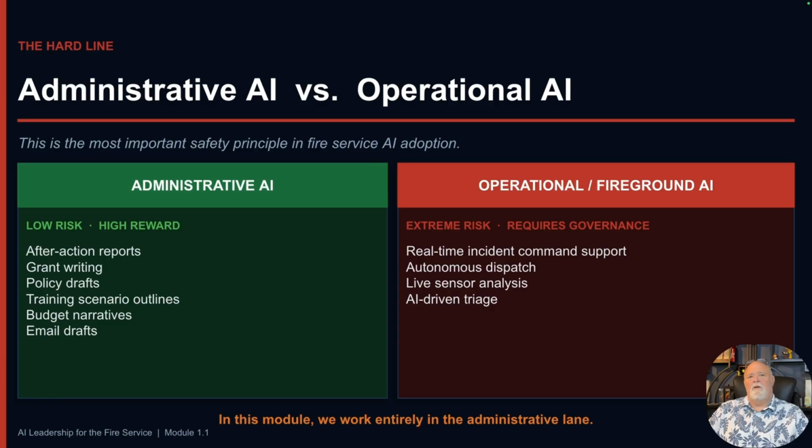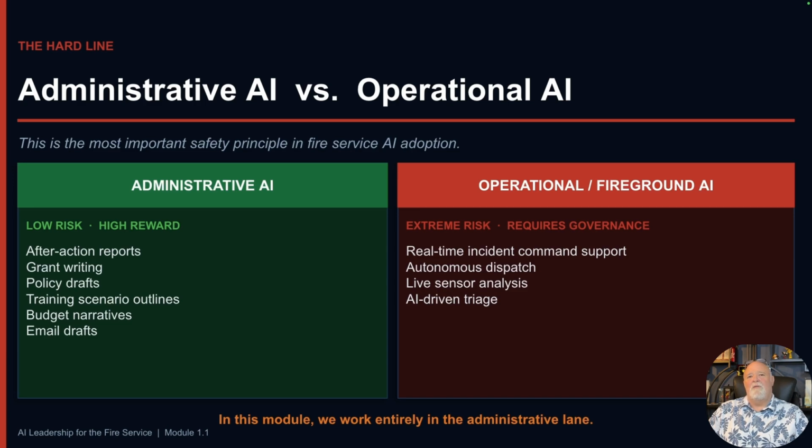Administrative AI covers the stuff you're thinking about when you hear AI for the fire service. After action reports, grant writing, policy drafts, training outlines, budget narratives. These outputs go through human review before they matter. If the AI produces something wrong, you catch it. The downside is a wasted hour.